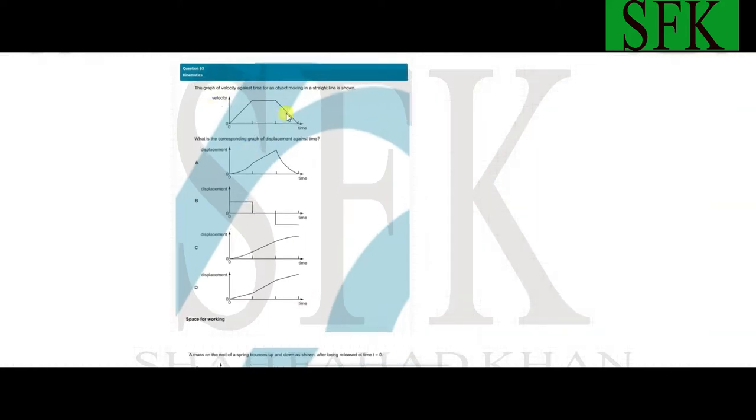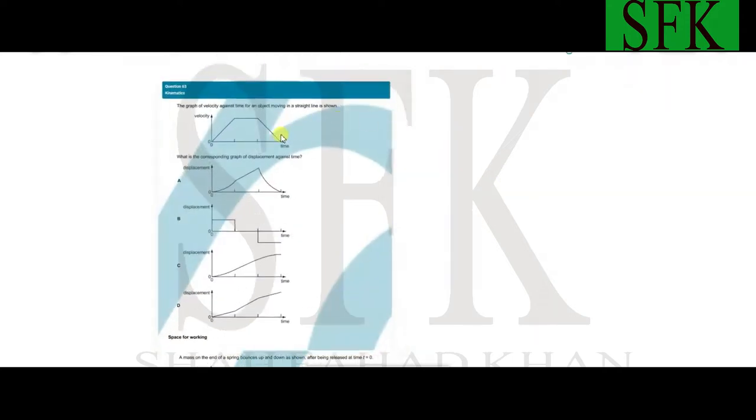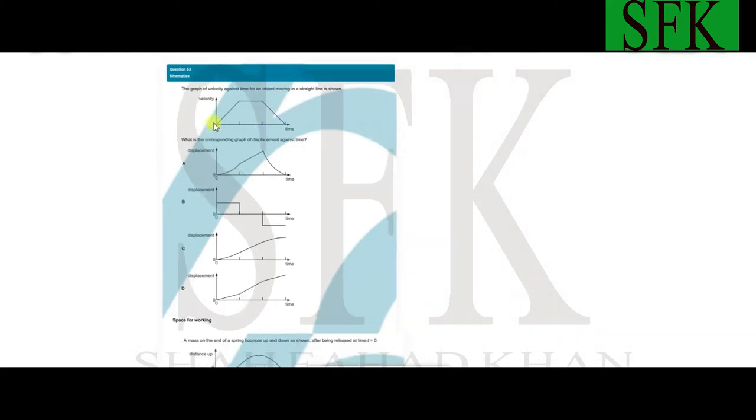Now let's look at this graph. The velocity-time graph for an object moving in a straight line is shown. As we've seen earlier, the velocity is the gradient of a displacement-time graph. So consider this to be the gradient of all these graphs. It asks what the corresponding displacement-time graph is. We just need to look at this and pick a graph from the 4 options that we are given.